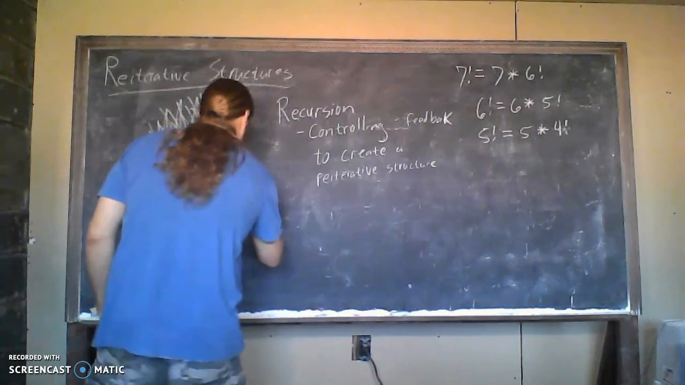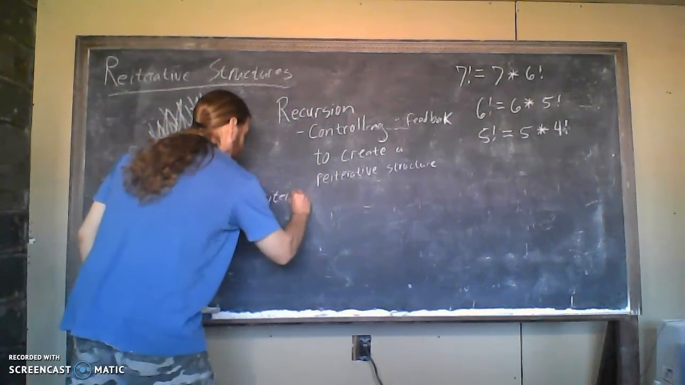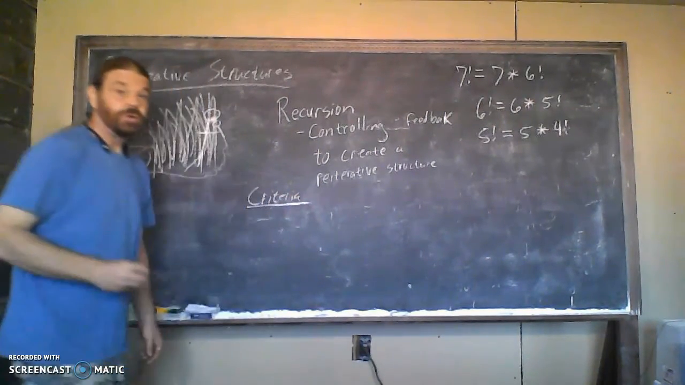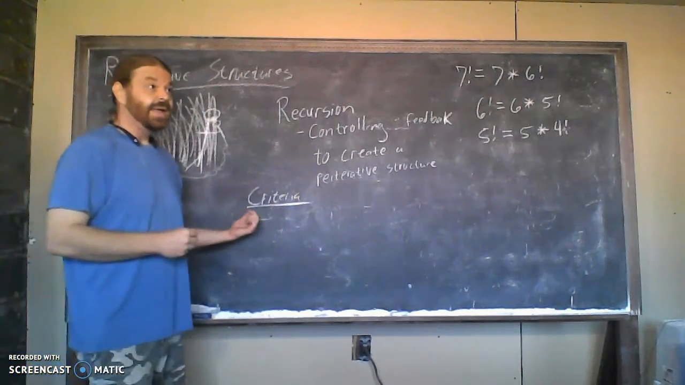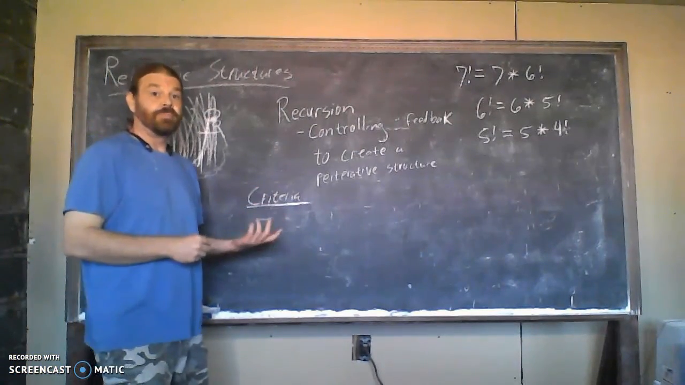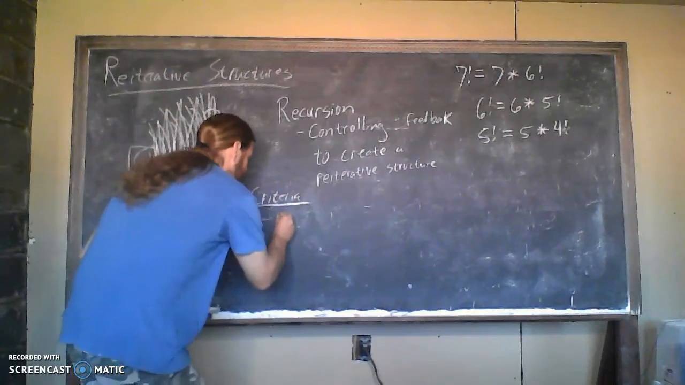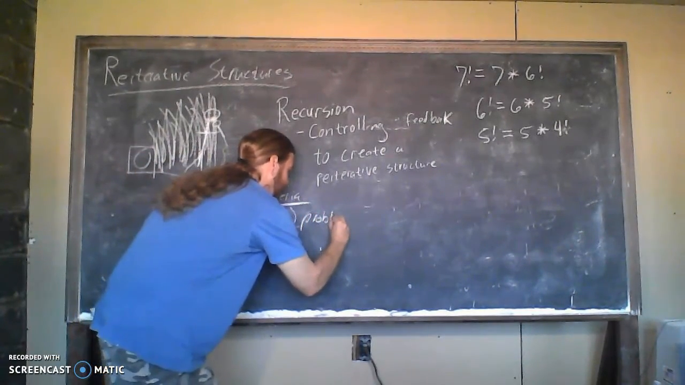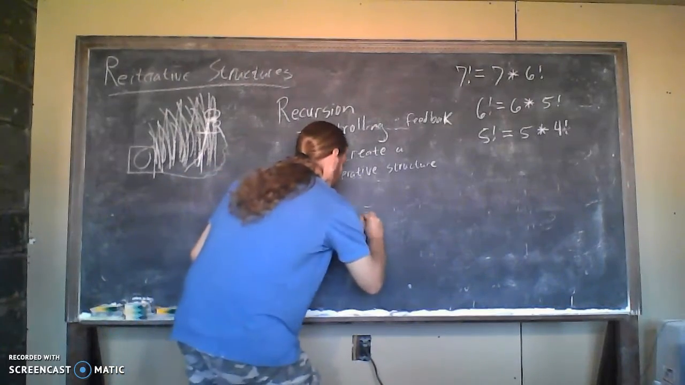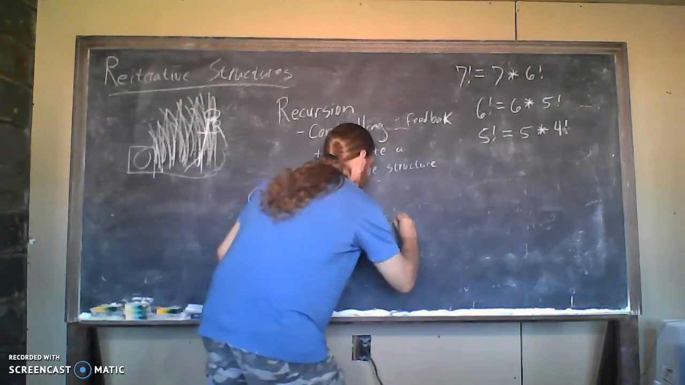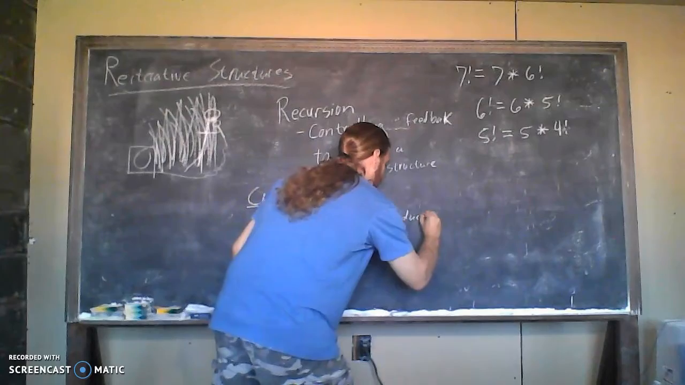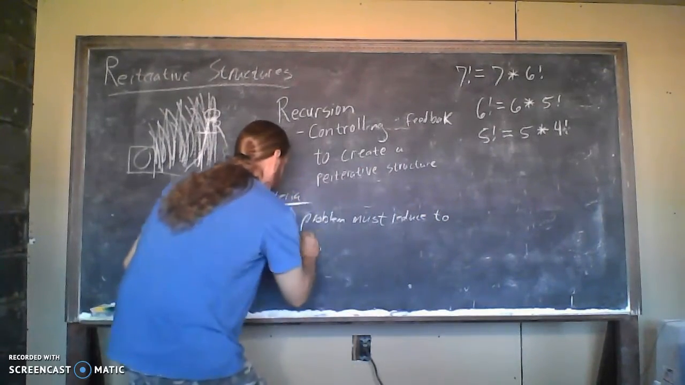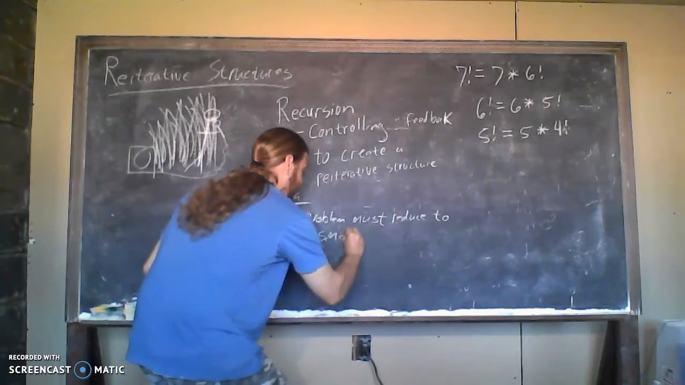So our criteria, in order to do things recursively: number 1, the problem must reduce to a smaller version of itself.